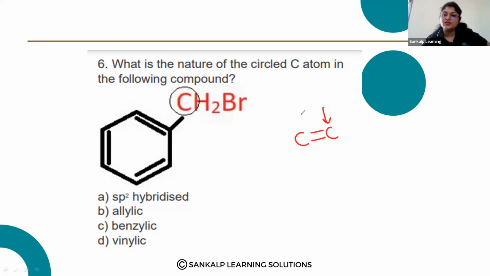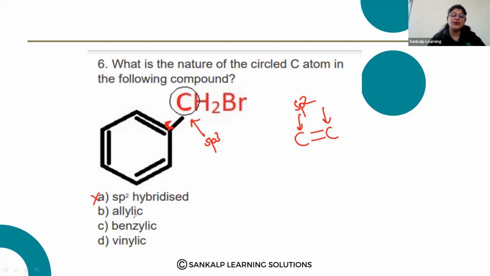So this hybridization will be sp2. But here this carbon is linked to the next carbon, which is a double bond. But here there is no double bond, so this is not sp2, but this is sp3 hybridized. So the first option is wrong.